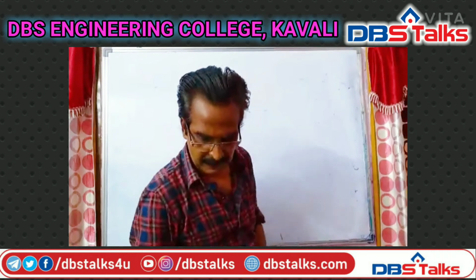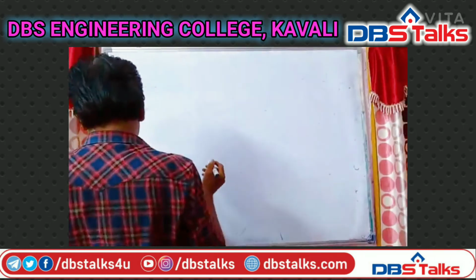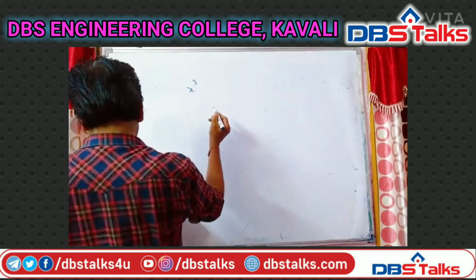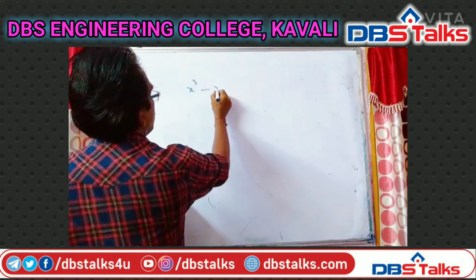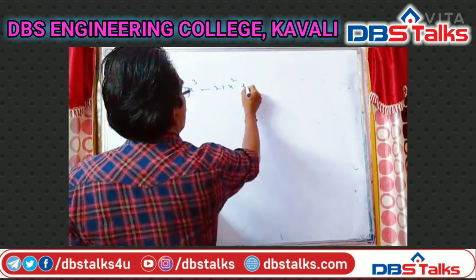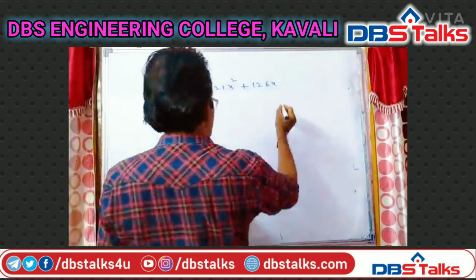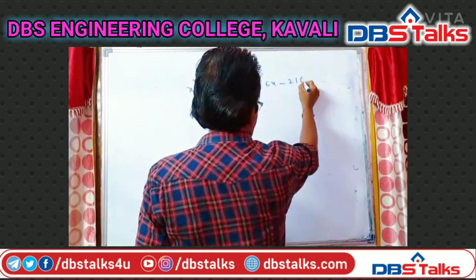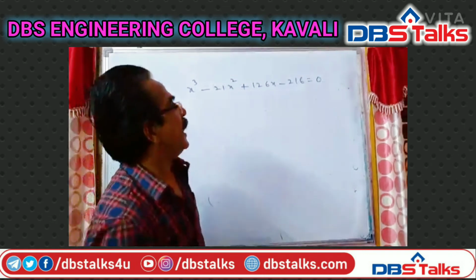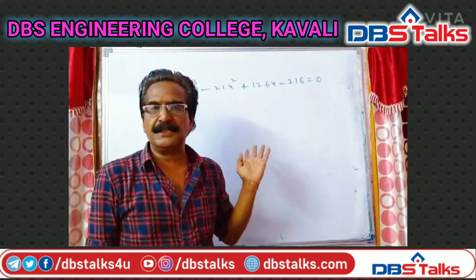Friends, next problem is the roots of x cube minus 21x square plus 126x minus 216 is equal to 0 are in which progression? Arithmetic progression, geometric or harmonic, AP, GP or HP.